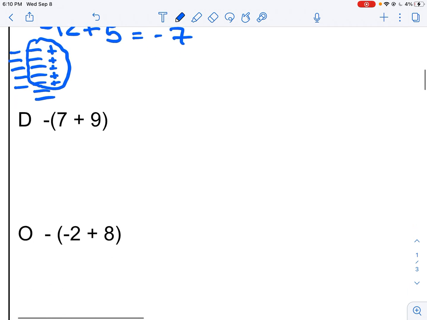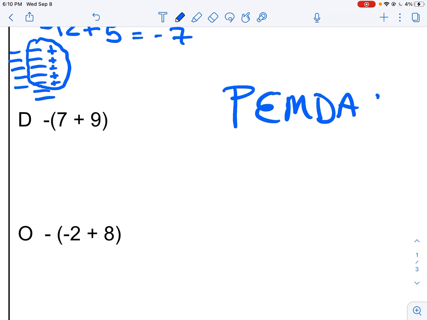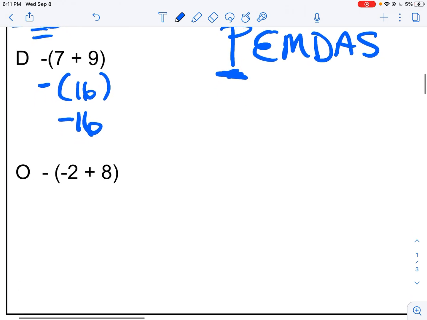This one, again, you do what's inside the parentheses first. Some of you learned it as PEMDAS. Please excuse my dear Aunt Sally, whatever. The parentheses goes first, so I do what's inside the parentheses first. I leave everything else alone. I add that together. A negative times a positive 16 is going to be a negative 16.